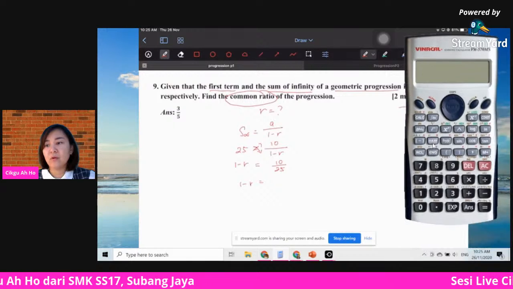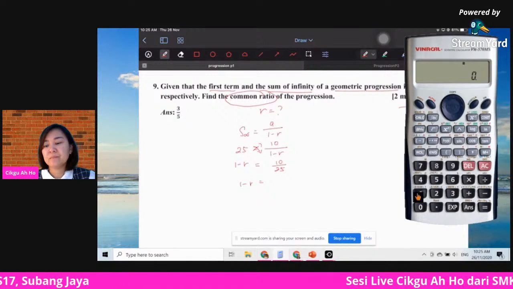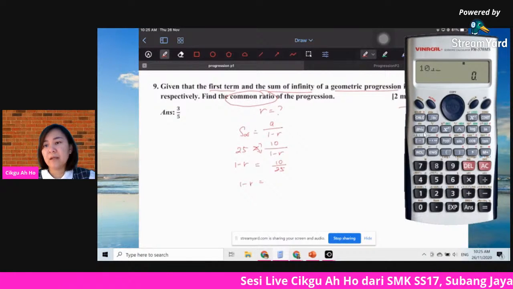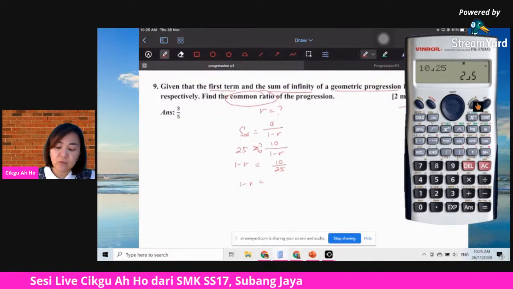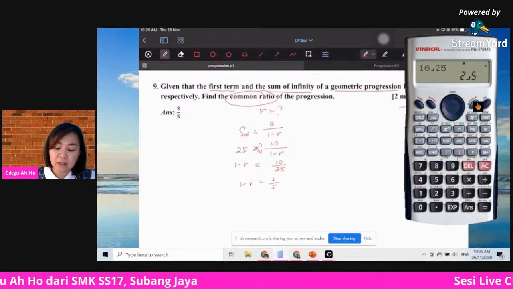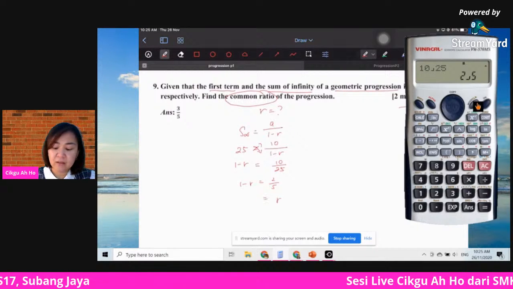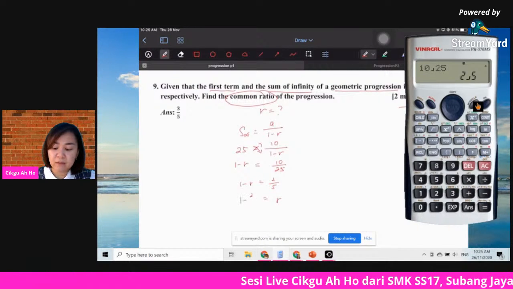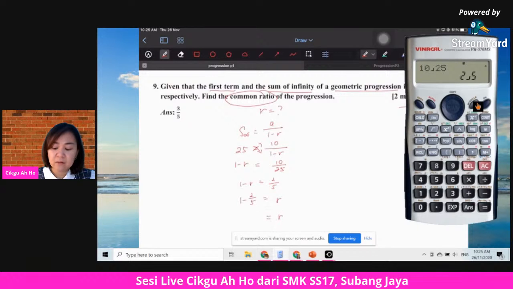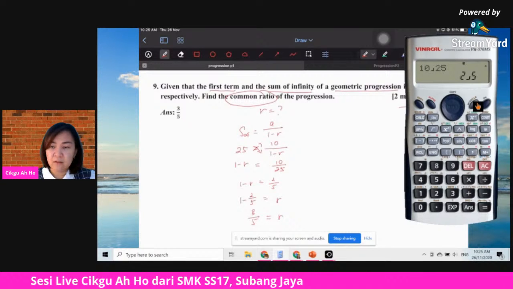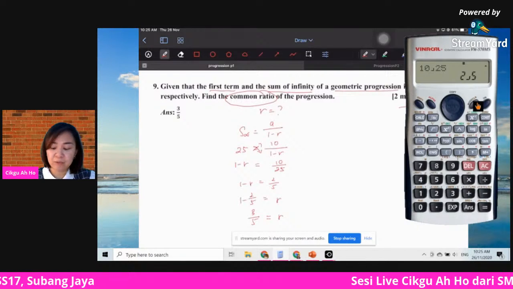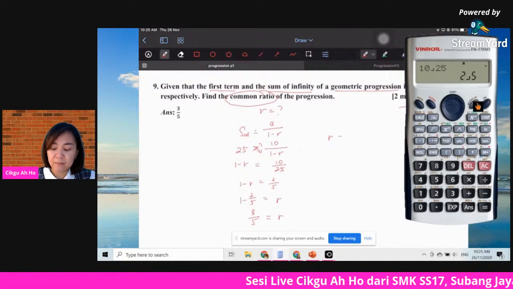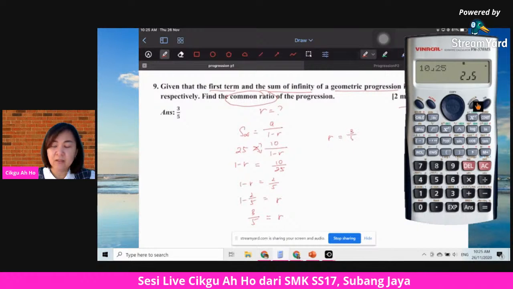10 bahagi 25. Dapat 2/5 kan? So 2/5. So saya nak R. Ini negatif, I pindah sana lah. So pindah sini. 1 tolak 2/5. So your R is 3/5 lah. Sebab cikgu tak nak tekan kalkulator, malas, sebab cikgu dah tahu kan, simple kan. So tulis balik lah. Nampak lebih cantik jika kita bagi jawapan akhir.